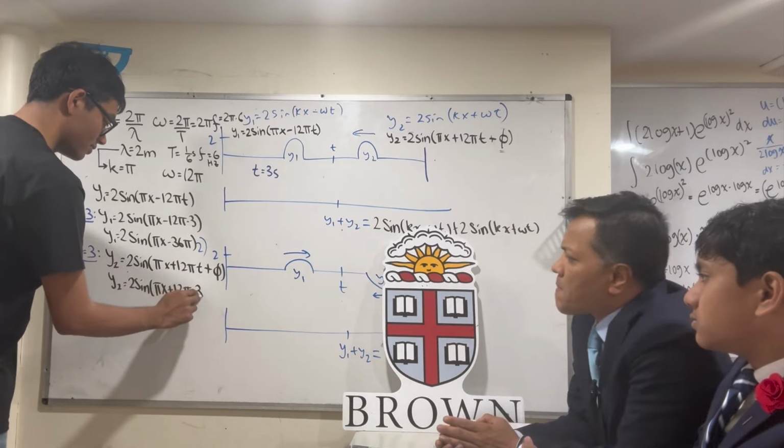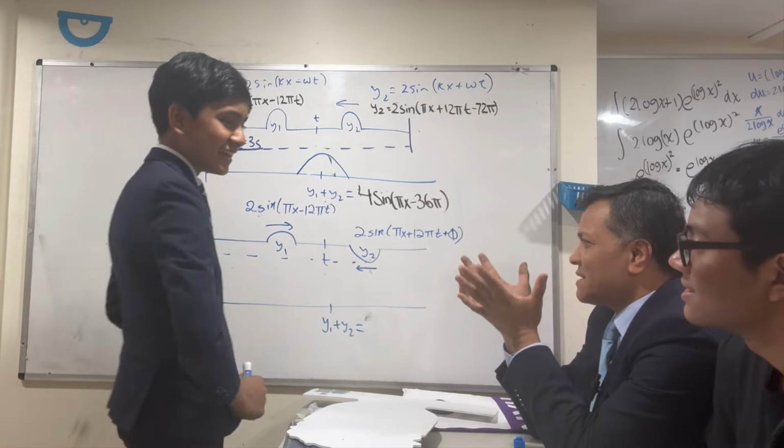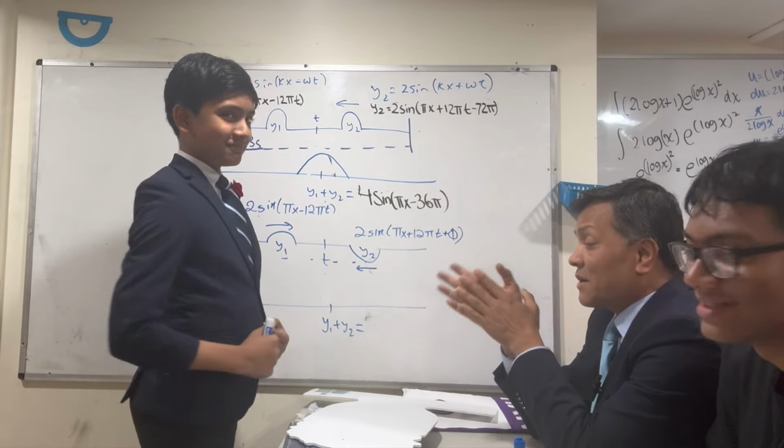Okay, so I just can't hold it back anymore. 2 sine pi x minus 12 pi t, because we have to pick. Remember, you are not teaching MIT students. You are teaching people who have no background or have never seen trigonometry in their life. Some countries learn it in kindergarten, to be honest.